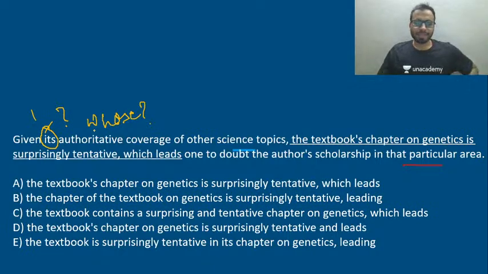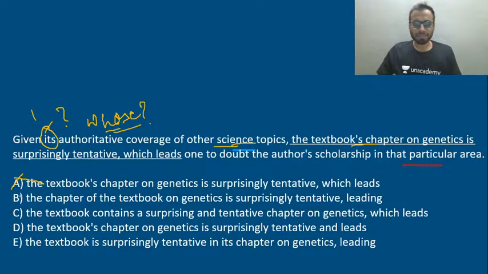Okay, let's look at all the options now. Let's follow the process of elimination. Given its authoritative coverage of other science topics, whose coverage are we talking about? Ideally, what should come right after the comma is the answer to this question, right? Whose coverage are we talking about? If there are multiple topics in one book and we are talking about that textbook, then right after the comma, the noun phrase should be about the textbook and not the textbook's chapter, right? Because there are multiple chapters if there are multiple science topics.